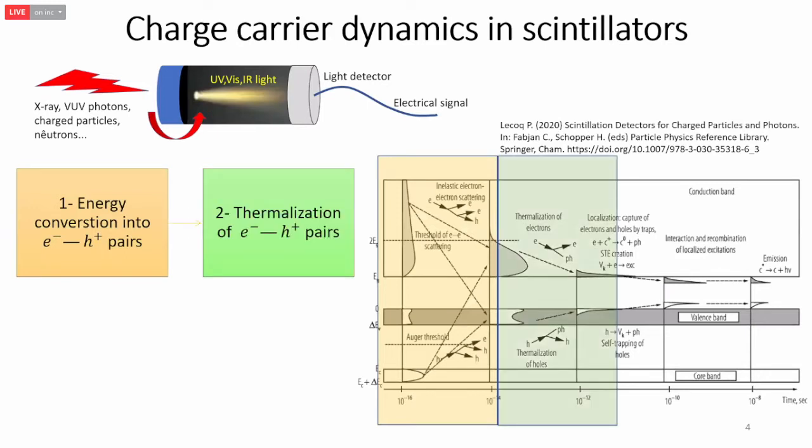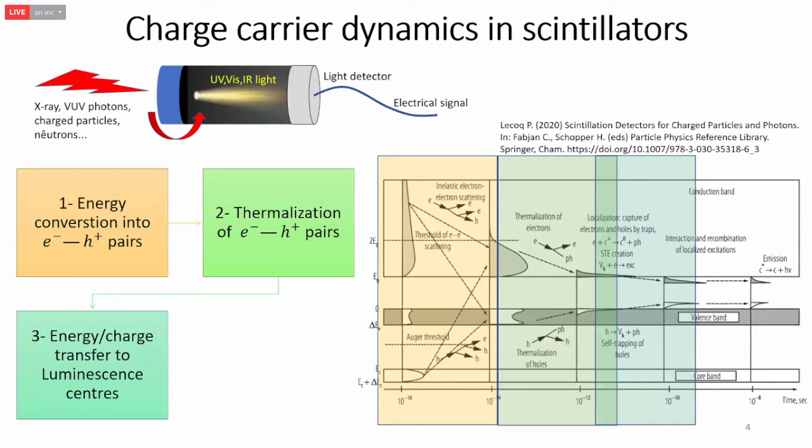Then we have the thermalization process of the electron-hole pairs, because you create them with quite high kinetic energy inside the material. There are a lot of processes that happen, like scattering, elastic scattering, and so on and so forth. And then you end up with the electrons at the bottom of the conduction band and the holes at the top of the valence band. So this is what we call thermalization.